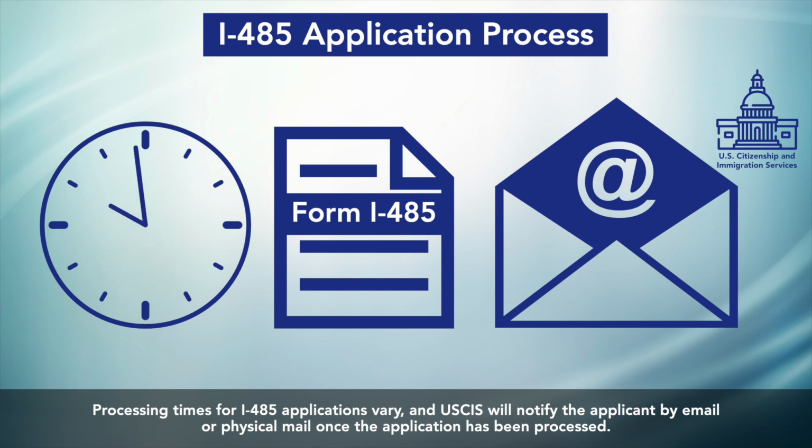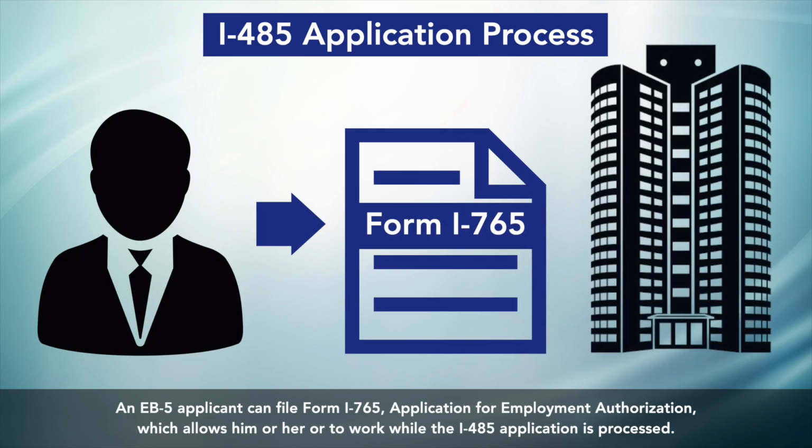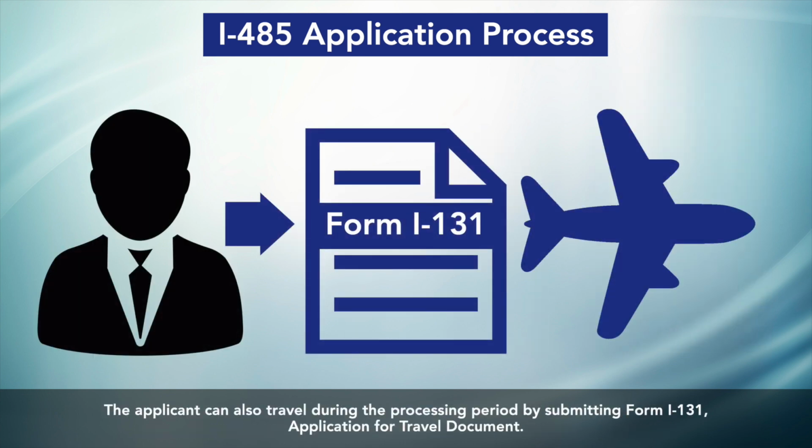Processing times for I-485 applications vary, and USCIS will notify the applicant by email or physical mail once the application has been processed. An EB-5 applicant can file Form I-765, Application for Employment Authorization, which allows him or her to work while the I-485 application is processed. The applicant can also travel during the processing period by submitting Form I-131, Application for Travel Document.